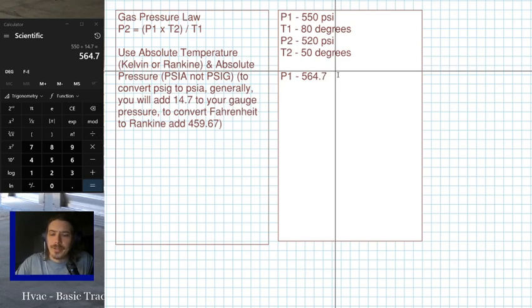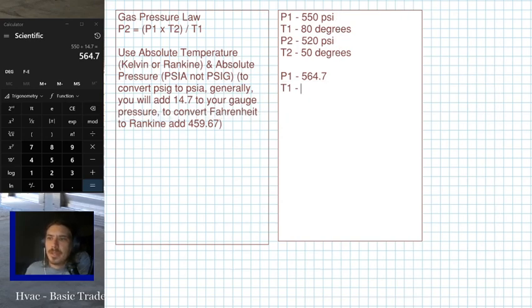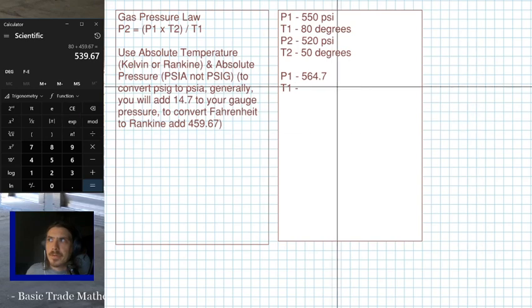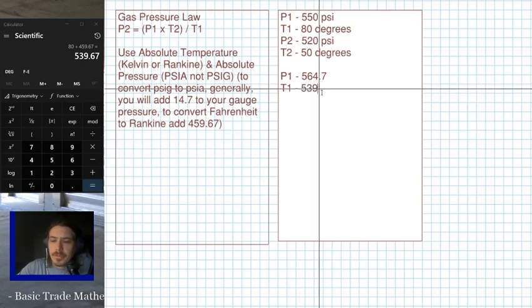And then to our 80 degrees, we will add 459.67 degrees. It was not 80 degrees worth of heat energy. There was 80 degrees of heat energy plus our baseline of 459.67 to get to 0 degrees Fahrenheit, right? Because 0 degrees Fahrenheit isn't actually nothing. 0 degrees Rankine is nothing, and that's negative 459.67. So add those together, we get 539.67 degrees.